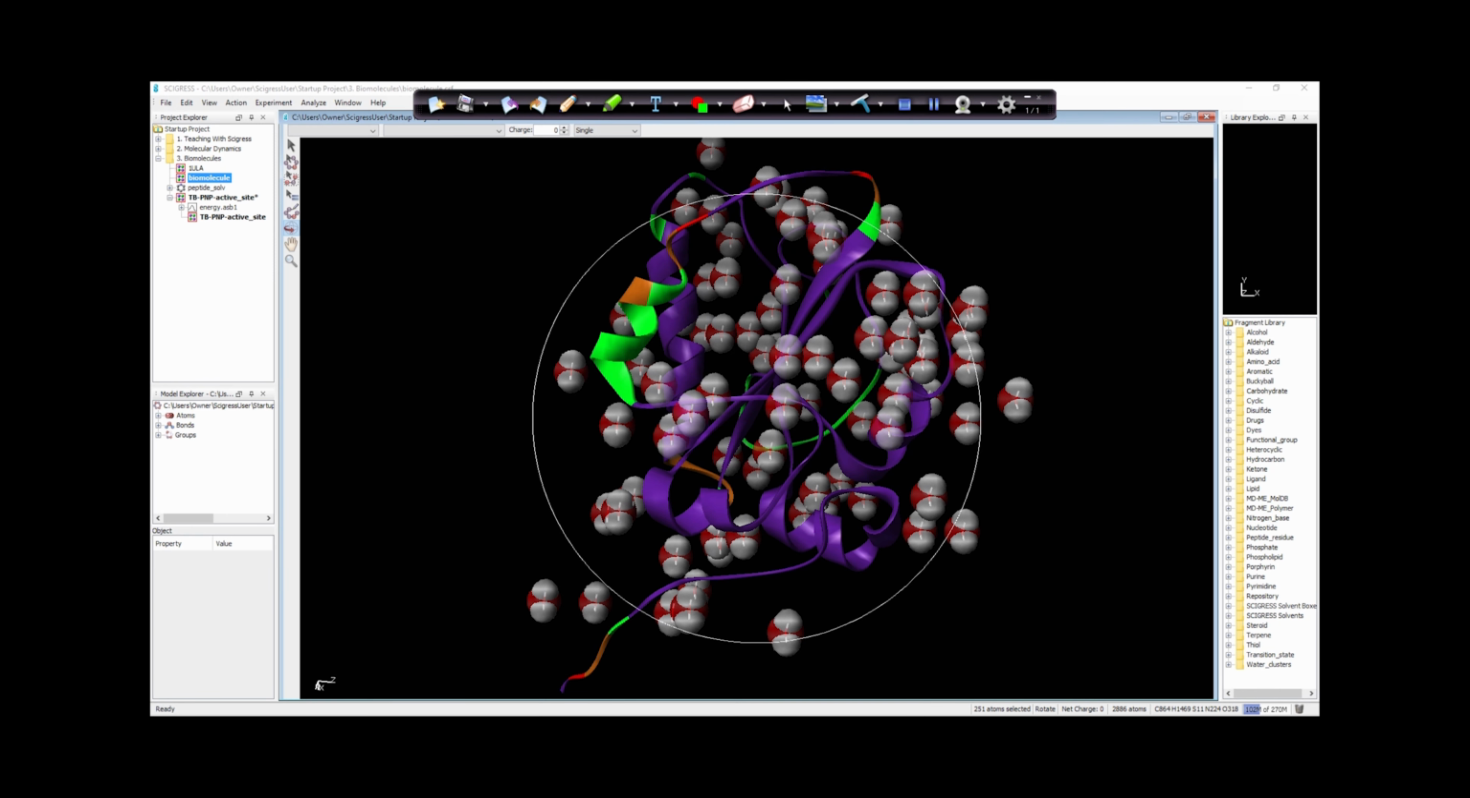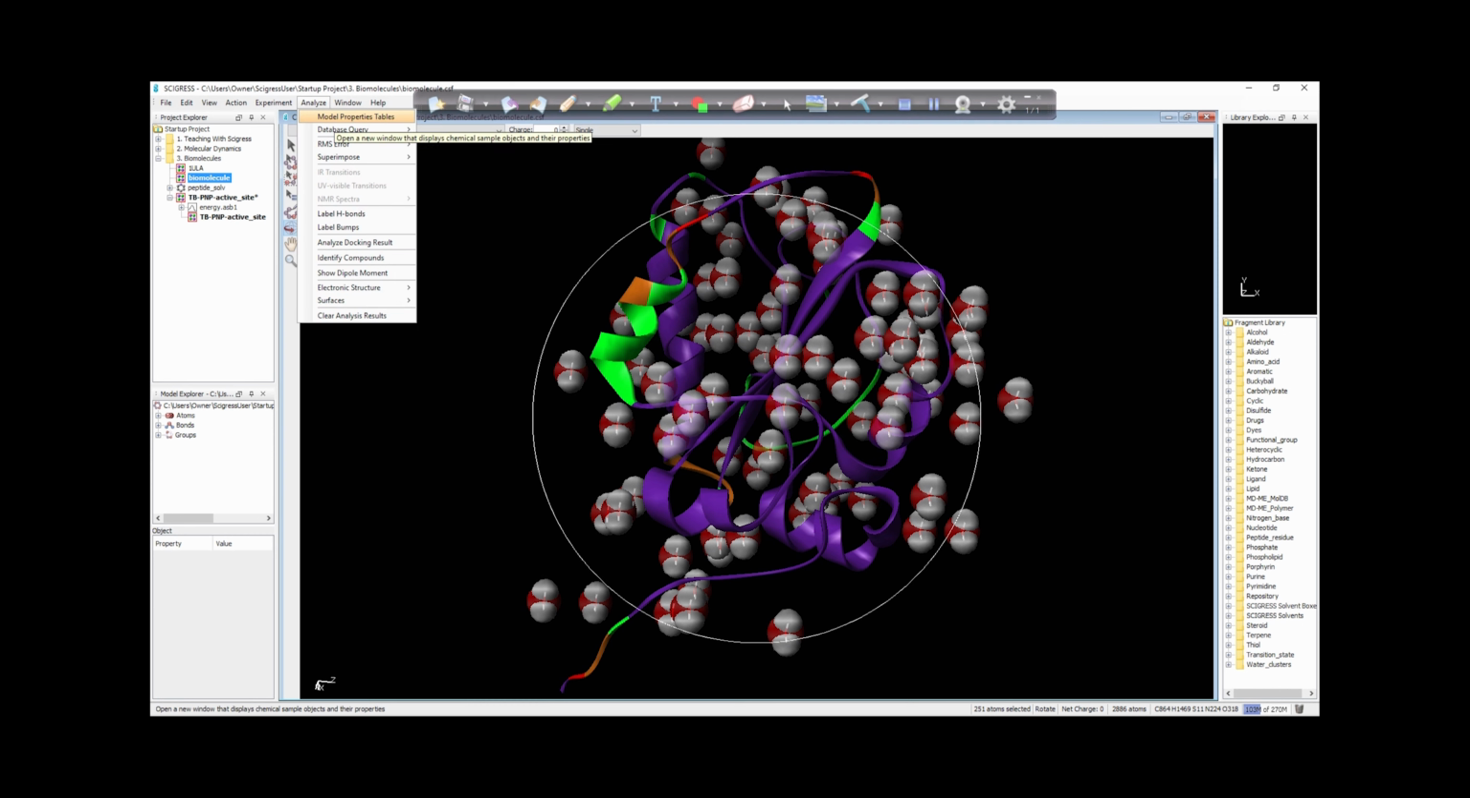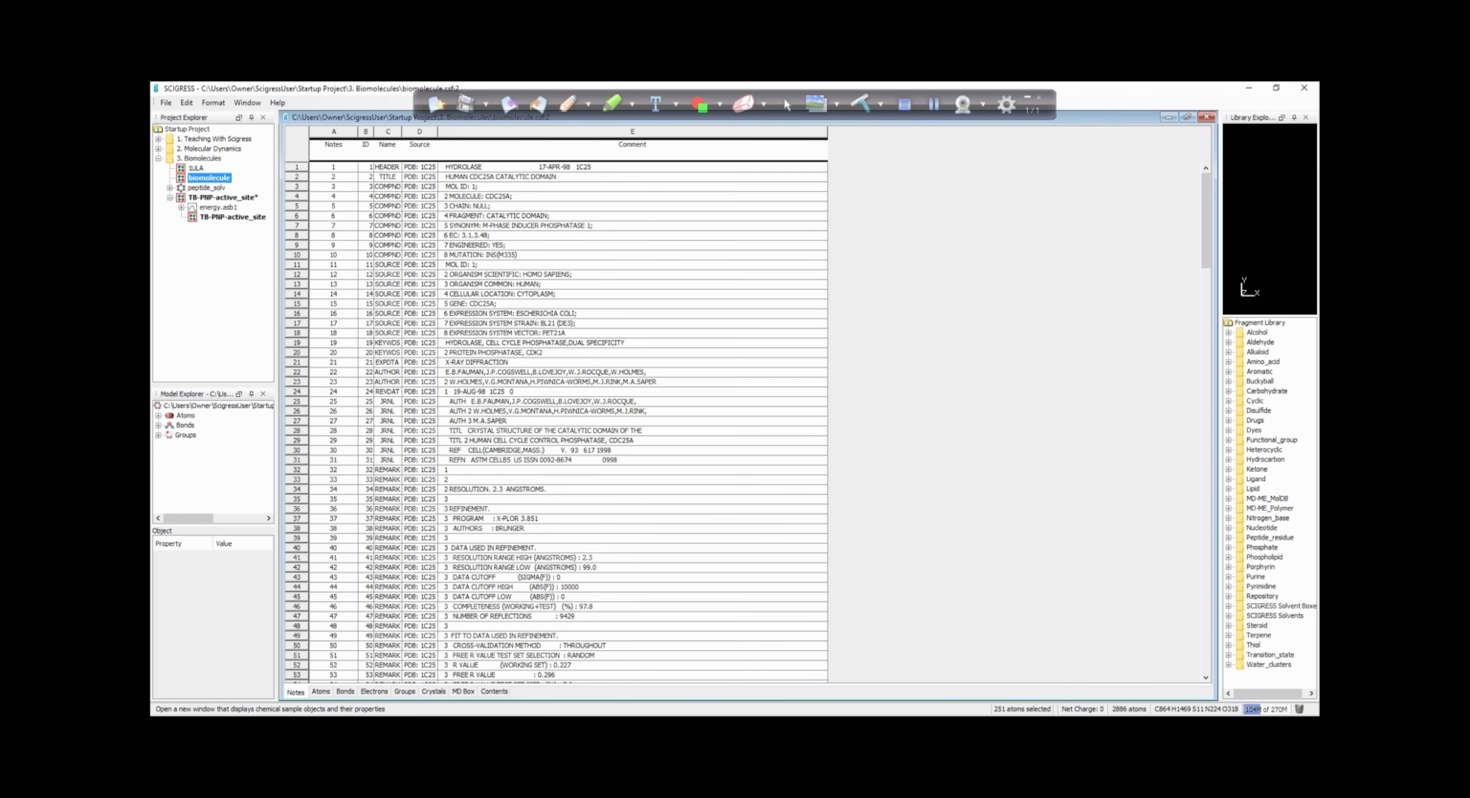One of the features of SciGress is its ability to generate CSF files, a SciGress readable file type, from PDB files. This is an example of a biomolecule generated from a PDB file. We are able to view its properties from Analyze, Model Properties table, and here we can see that it is a hydrolase 1C25 enzyme.